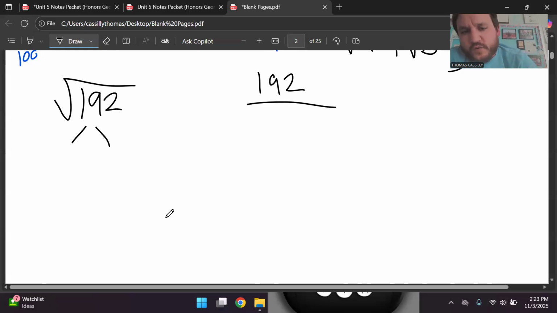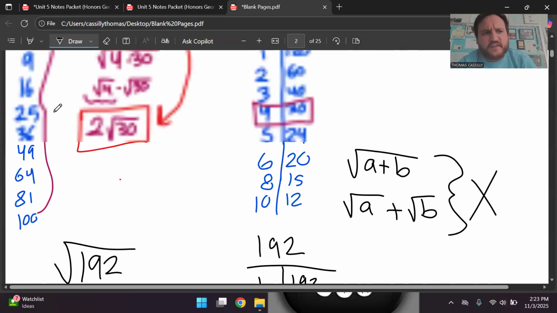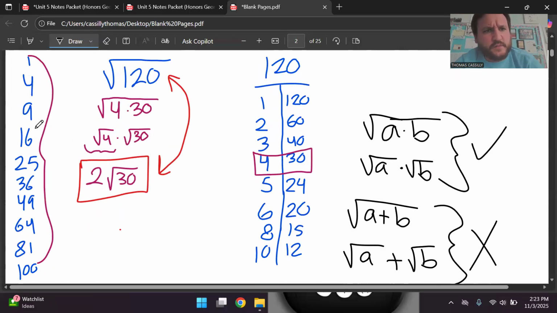All right, so if you want to save yourself some time, just divide them by our perfect squares. So 1 is a perfect square number. The square root of 1 is 1. I guess I should clarify. These are the perfect square numbers because I can take the square root of all of these. The square root of 1 is 1.